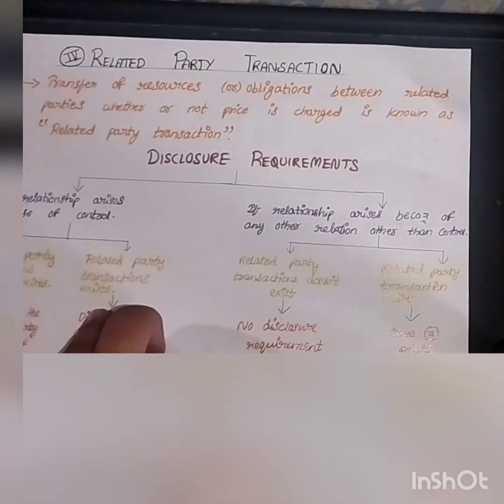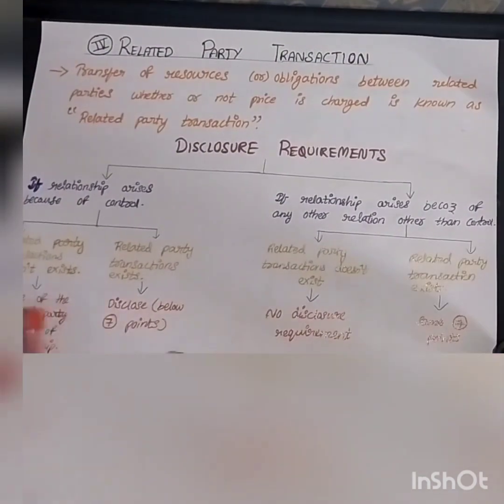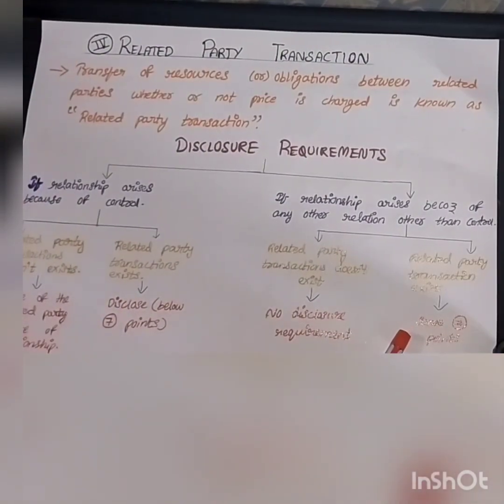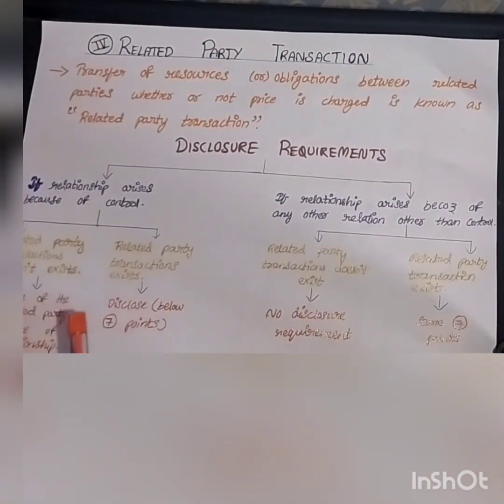I hope you have noted down all the points. Just pause it and note it down. So I'm discussing the 7 points, right, in both these columns. Those are the 7 points to be disclosed. Got it? So this is all about the topics covered under Accounting Standard 18.